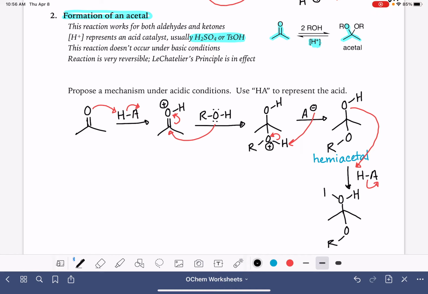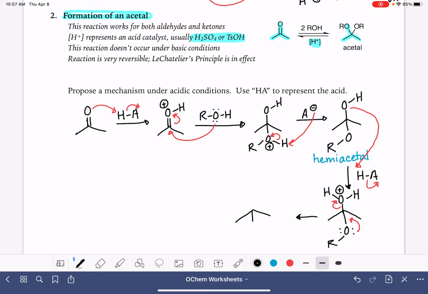And what's going to happen next, things are going to deviate a little bit from what we saw in the formation of the hydrate. What we've made here is a really nice leaving group, looks really good. So we're actually going to do that. We're going to put this oxygen lone pair of electrons back into the carbon-oxygen bond, and we're just going to get rid of that water molecule entirely, like that.